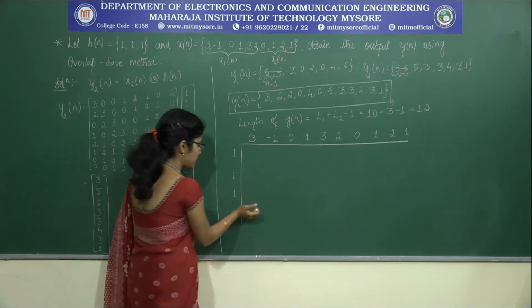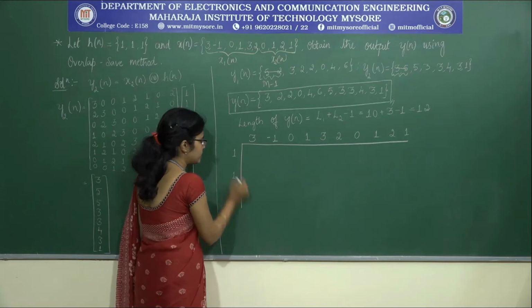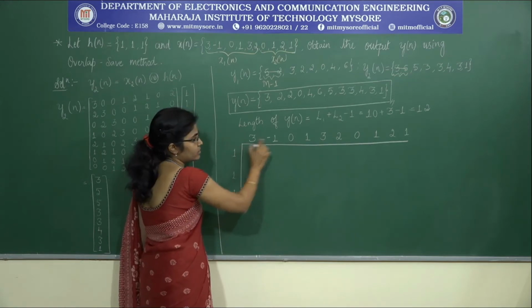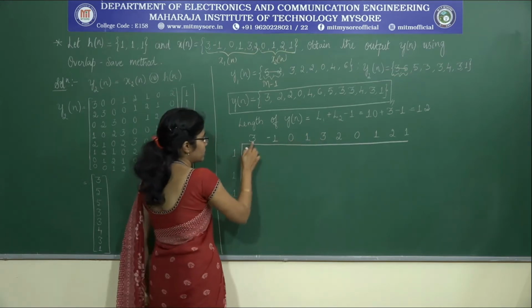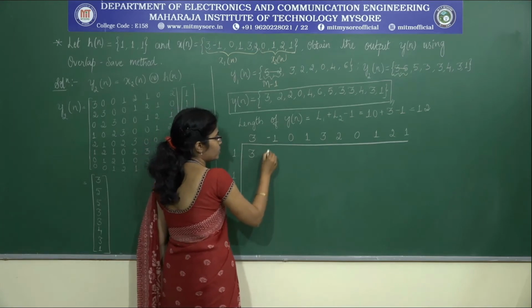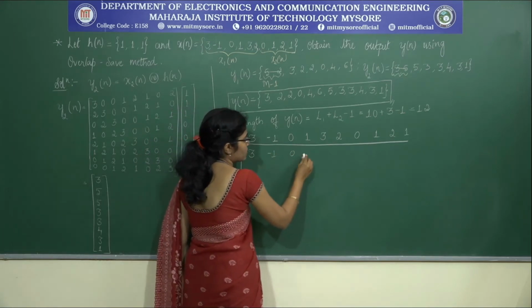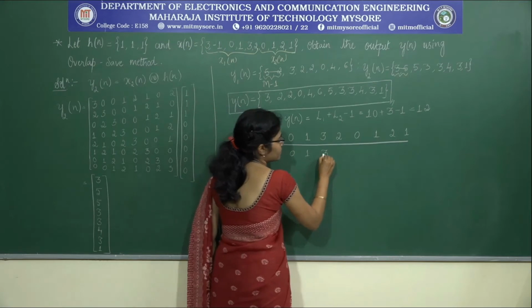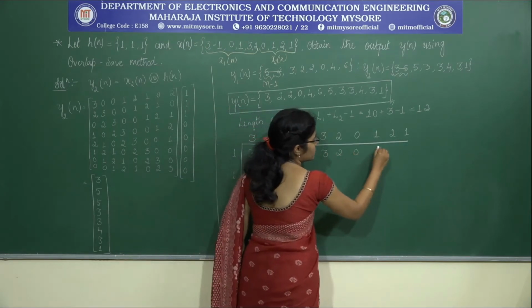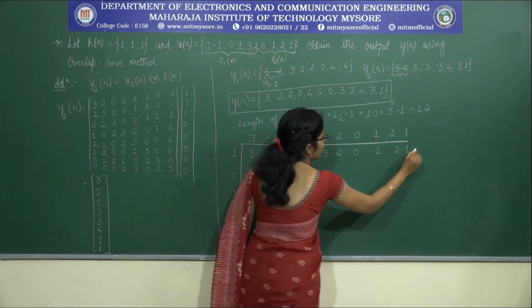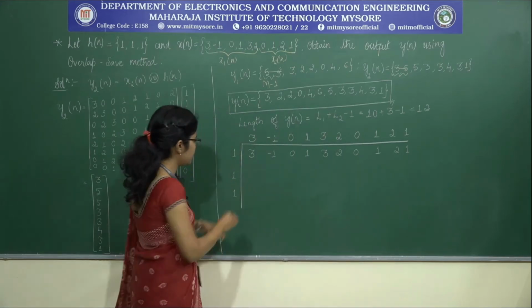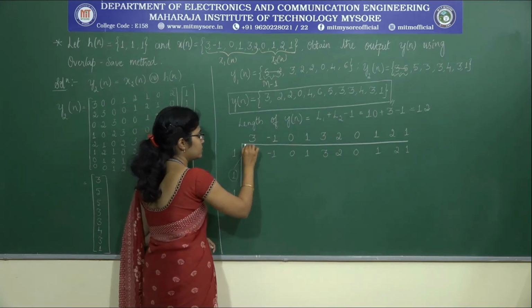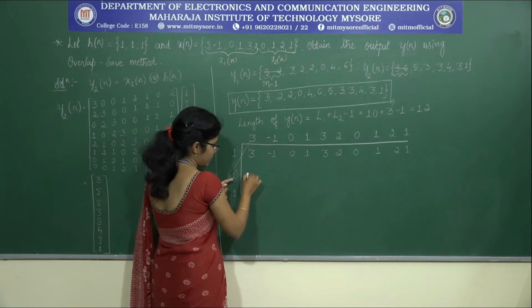Okay. Now what can I do? Just multiply these elements with these elements. Multiply 1 with 3 gives us 3. 1 into minus 1 is minus 1, then 0, 1, 3, 2, 0, 1, 2 and 1. Similarly, multiply the second element with these values and write down here.